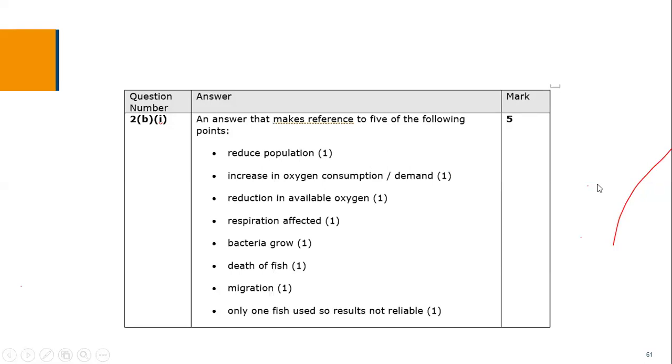So it's a 5-mark question. The question is about the effect on the fish. So you would expect the fish population to reduce because there's an increase in oxygen usage. However, there's less available oxygen. First mark is a statement of what you think would happen. Second 2 marks come directly from the data. And then why this would have an effect. Respiration is affected. Bacteria may grow in the water. The fish would die or migrate. But you're commenting on it, so you're then giving both sides. There's only one fish used, so the results are not reliable.